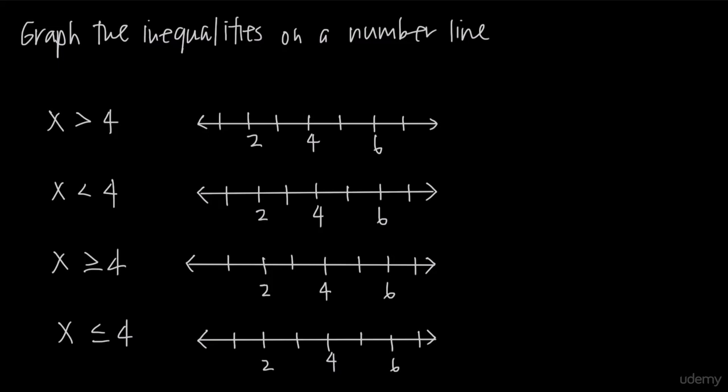In this video, we're talking about the basics of graphing inequalities on a number line. We've been given 4 inequalities, and we've been asked to graph them on a number line. So the first inequality we have is x greater than 4. This little triangle sign that points to the right means greater than. So this means x is larger than 4.